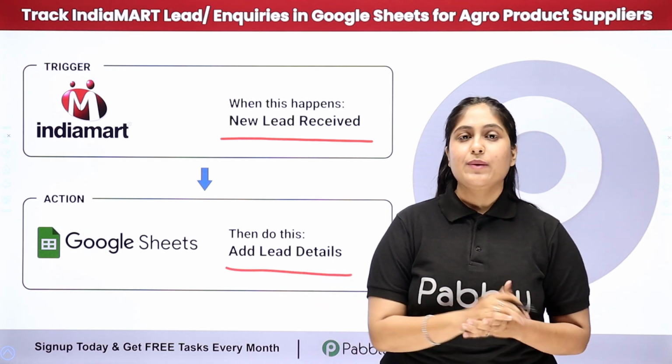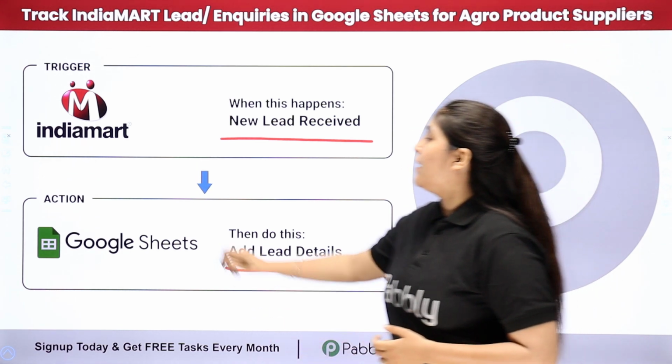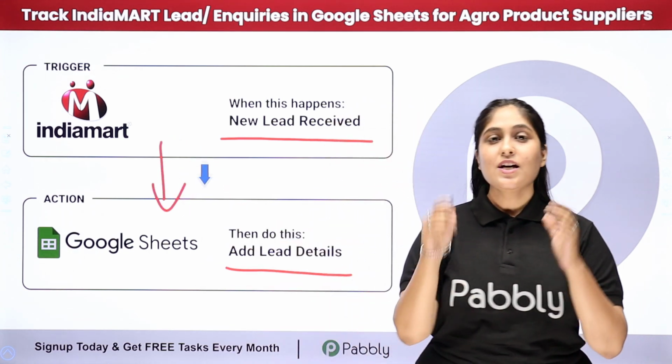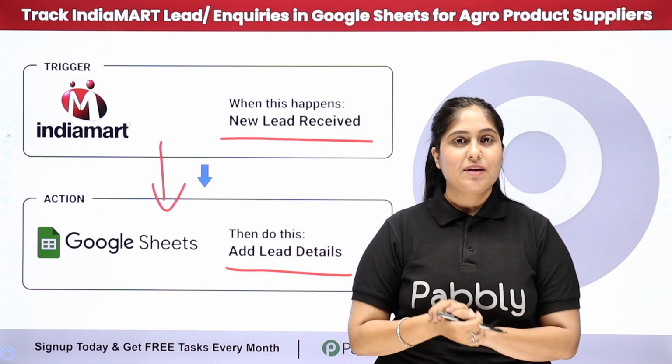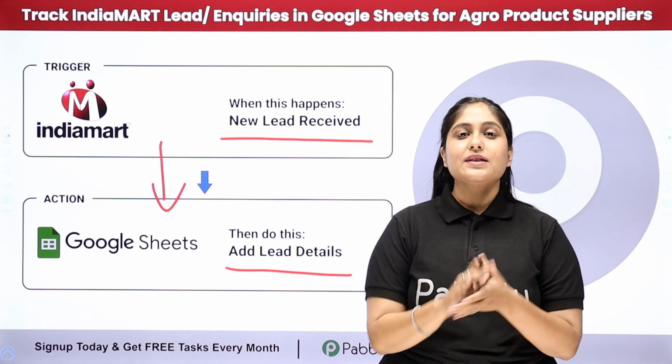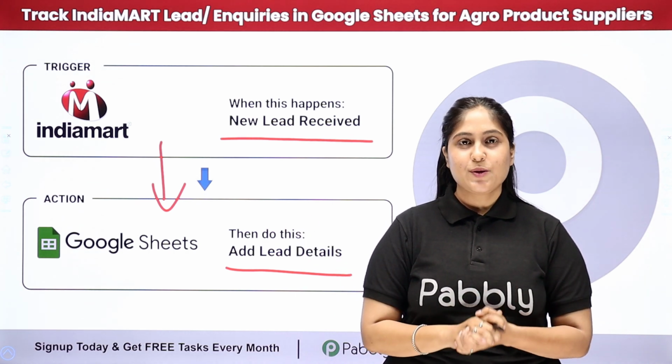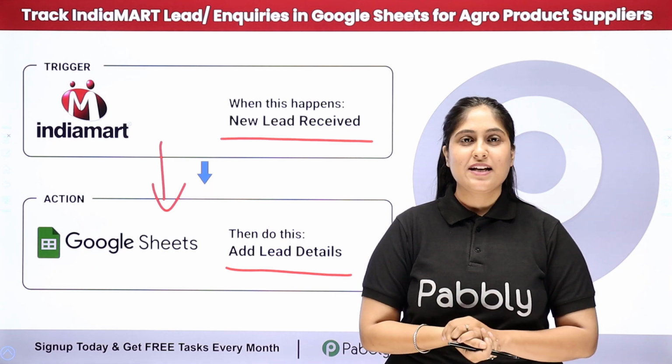So now here to automate the entire process, I need to connect my IndiaMART account with my Google Sheets account using an automation software named Pabbly Connect. So now here to see the working of this automation and to learn this process step by step, let me take you all to my screen.